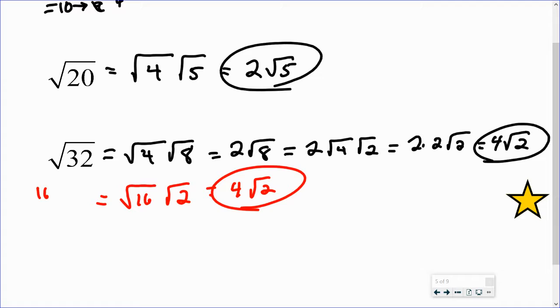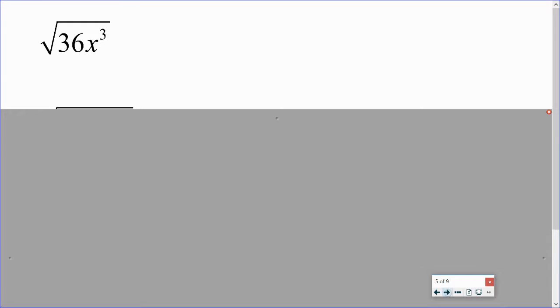A lot faster, probably much more likely to get this correct. I would suggest that's why I want you to divide it by 2 and then go from there. I just think it makes it easier. It makes it more likely that you'll get it correct.